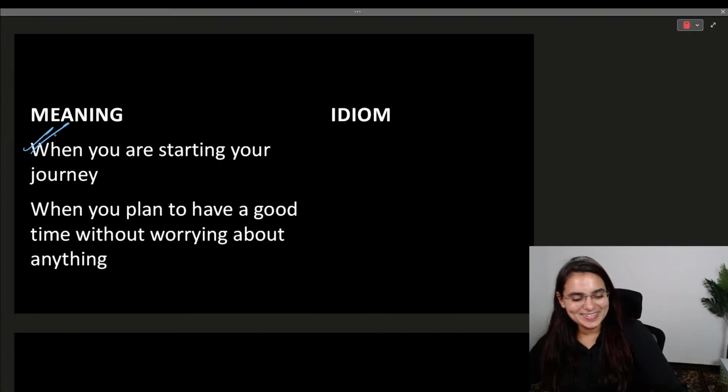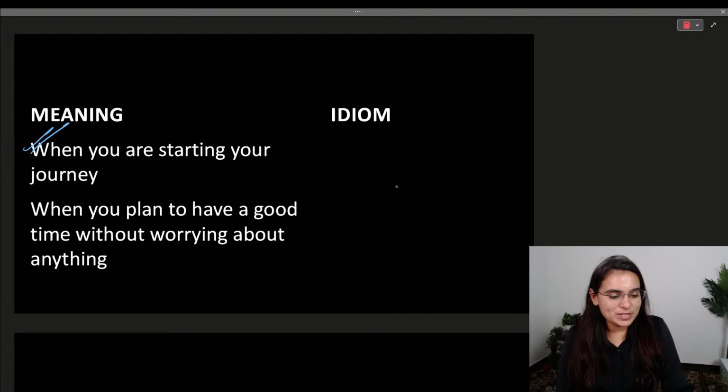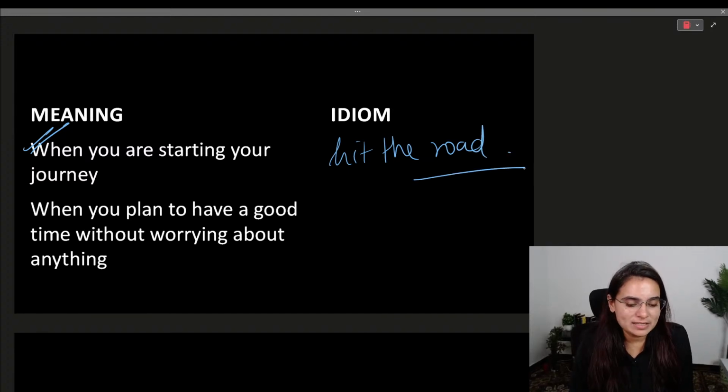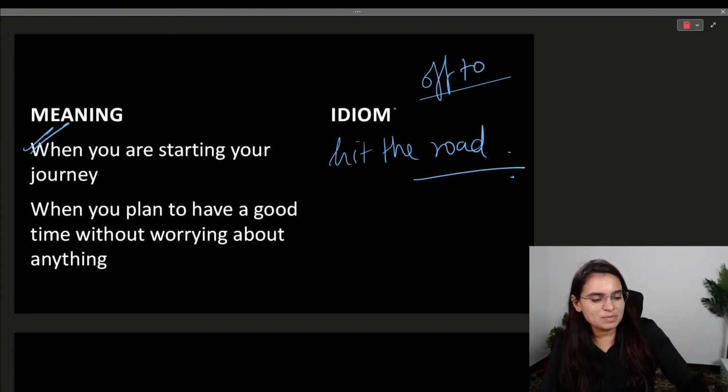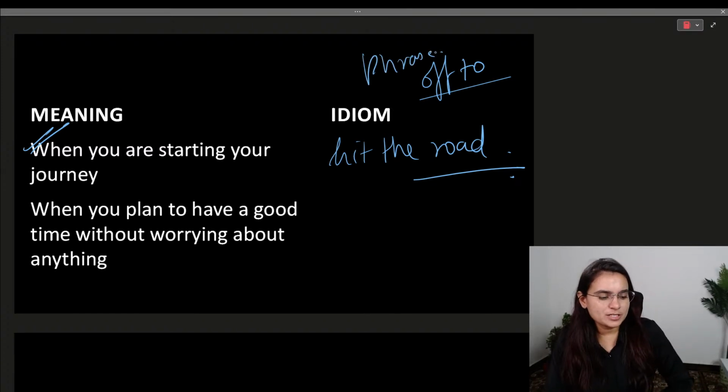When you are starting your journey, "hit the road" is the right idiom. I'm about to hit the road. "Off to" is not an idiom. Let's be very clear: "off to" simply means you're talking about more like a phrase. It's not an idiom. It's more like a phrase.